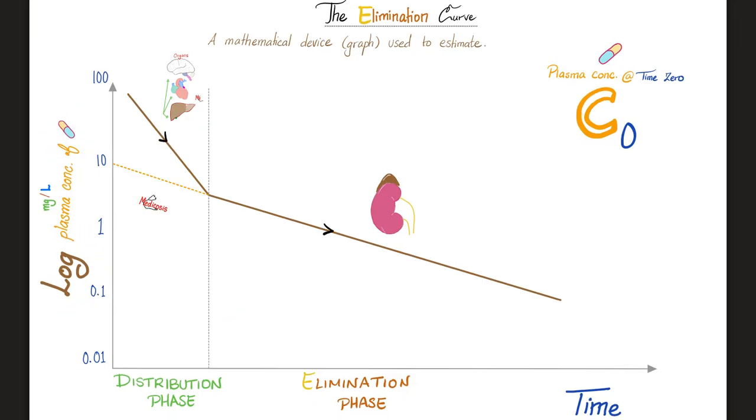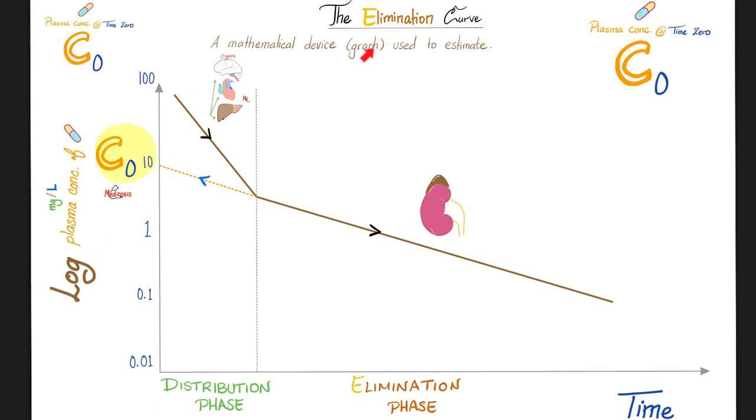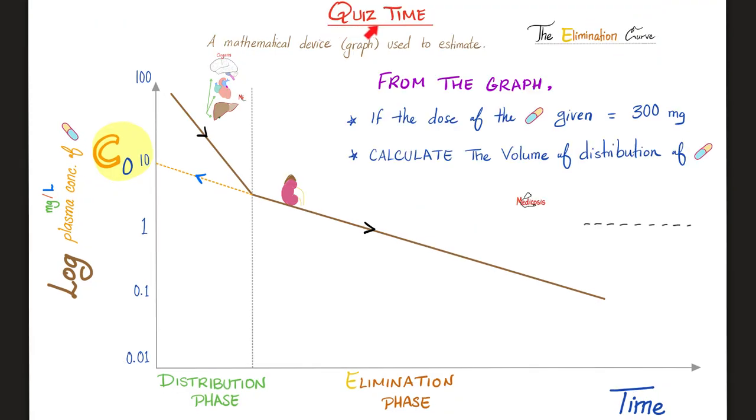Don't forget the log. But hey, medicosis, where is C0? It is here. By continuing and extending the straight line backwards until you reach time 0, right here, you get the C0. So from this graph, C0 equals 10. Yes, 10 what? Milligrams per liter. Thank you. This is the plasma concentration of this drug at time 0. It's an estimate. It's an extrapolation from the elimination curve. That was deep. Quiz time.